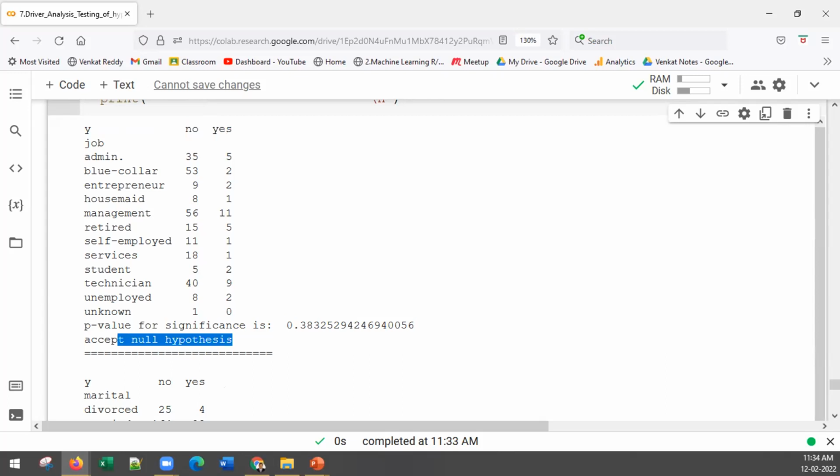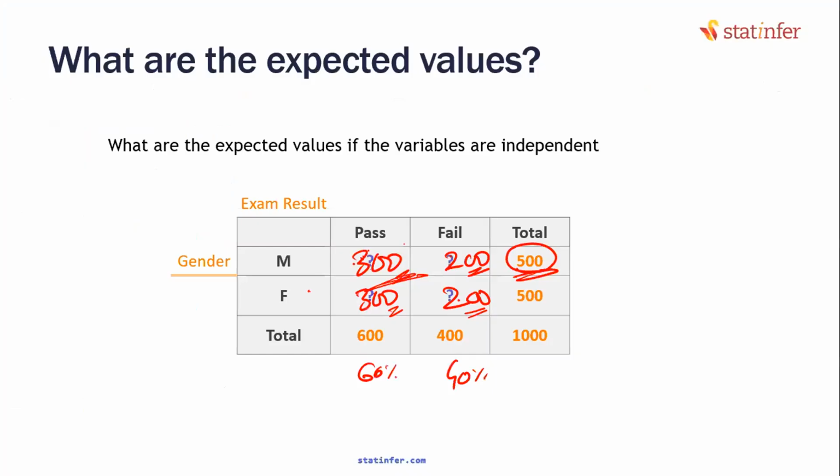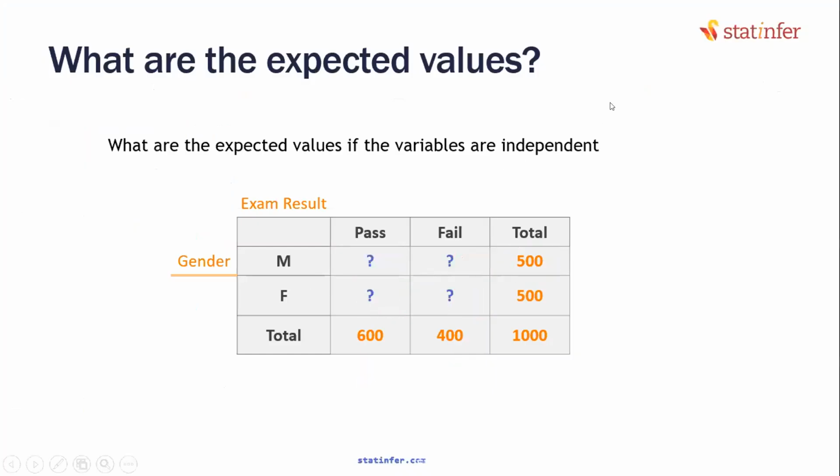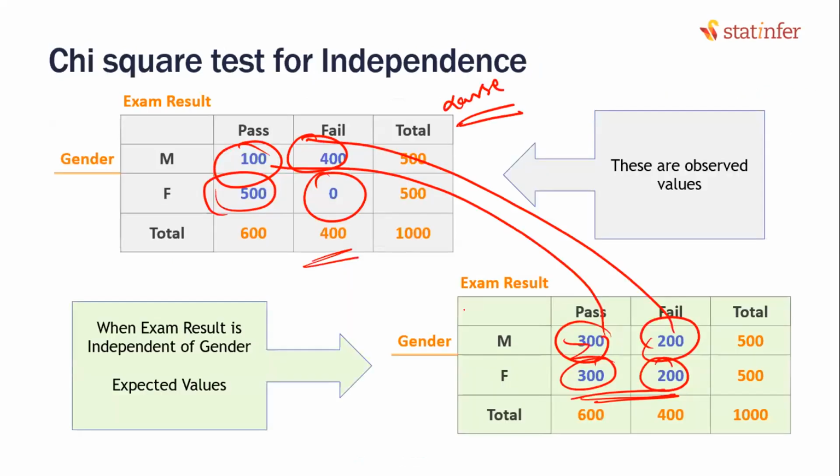When you accept in chi-square test, what is the null hypothesis in all the chi-square tests? Let's say if you come back here, exam result and gender, what is the null hypothesis that we have? H naught: gender distribution and exam result are same. Independent or dependent? What is the null hypothesis here? Independent, isn't it? Because we are creating this table based on their independence. When it is independent, then only you will get 300, 200, 300, 200, 60, 40, irrespective of the type of the variable.